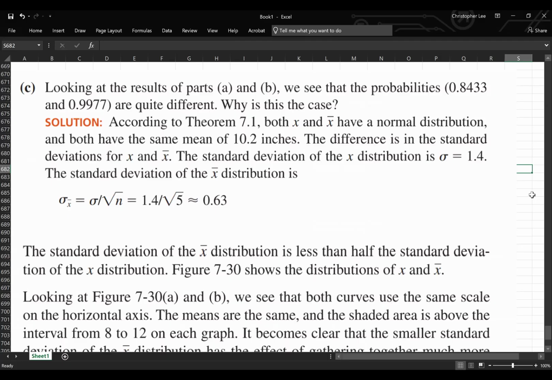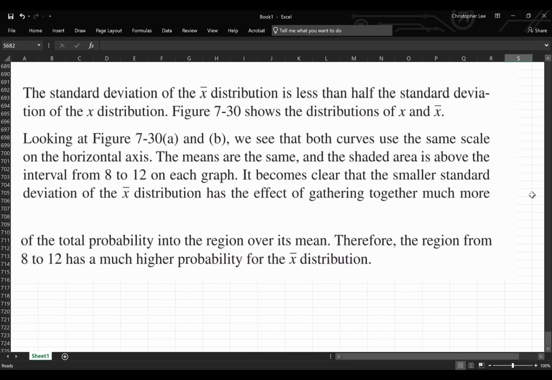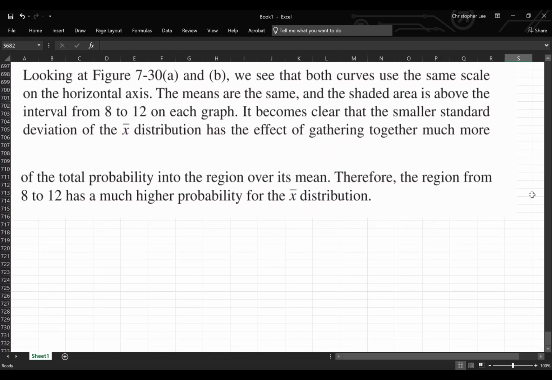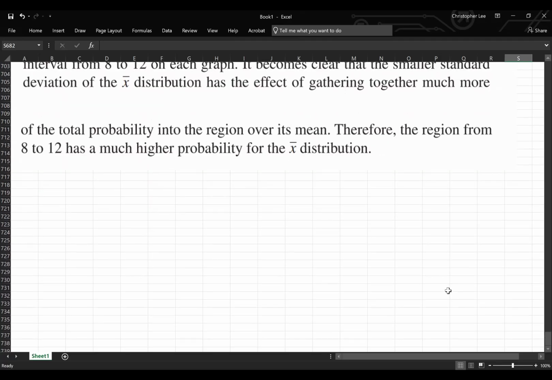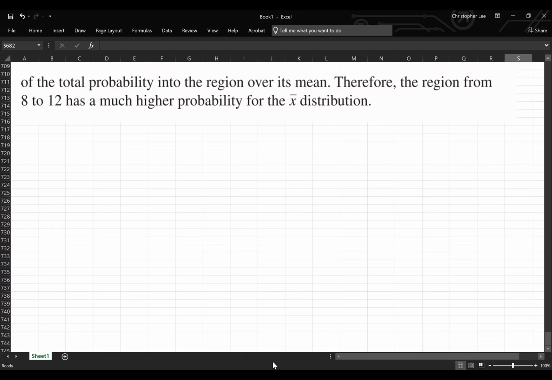So this next figure is going to show the distribution of X and X bar. Looking at this figure, for A and B, we see that both the curves use the same scale on the horizontal axis. The means are the same. The shaded area is above the interval from 8 to 12 on each graph. It becomes clear that the smaller standard deviation of the X bar distribution has the effect of gathering together much more of the total probability into the region over its mean. Therefore, the region from 8 to 12 has a much higher probability for the X bar distribution.